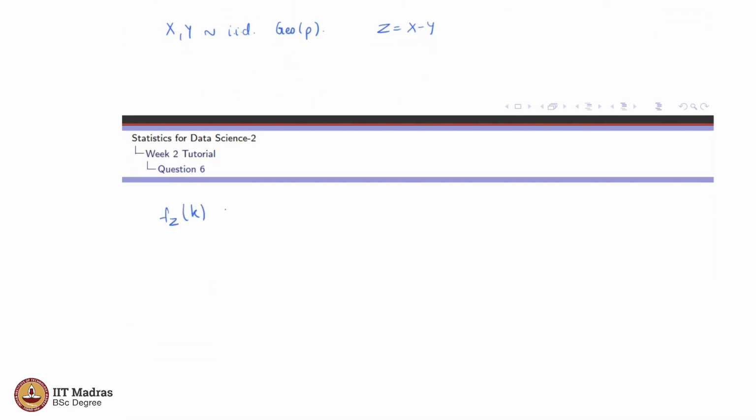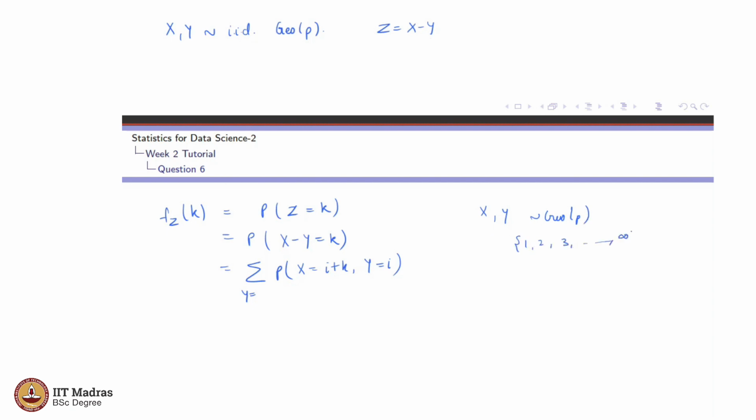So f_Z(k) equals what? This is the probability that Z equals k. And what is Z? Z equals X minus Y equals k, right? Let's say I fix Y to be equal to i. So if you fix Y to be i, X you can write as i plus k and Y you can write as i. So you know that X and Y are geometric(p), so their ranges will vary from 1 up to infinity, right? So Y will vary from 1 to infinity.